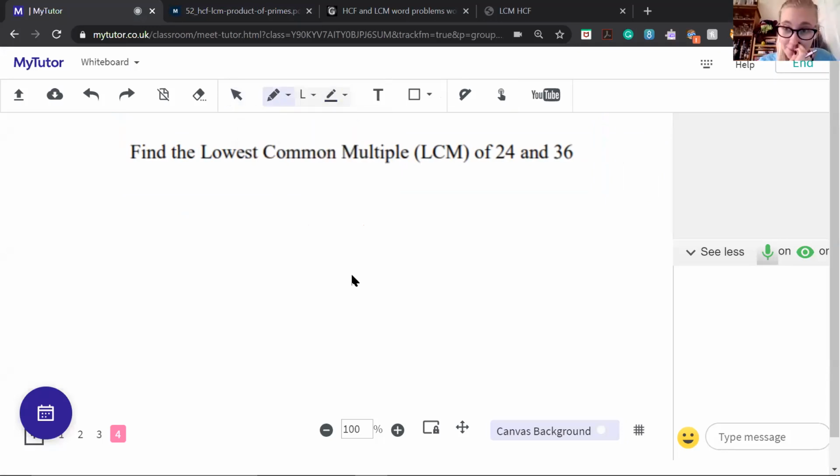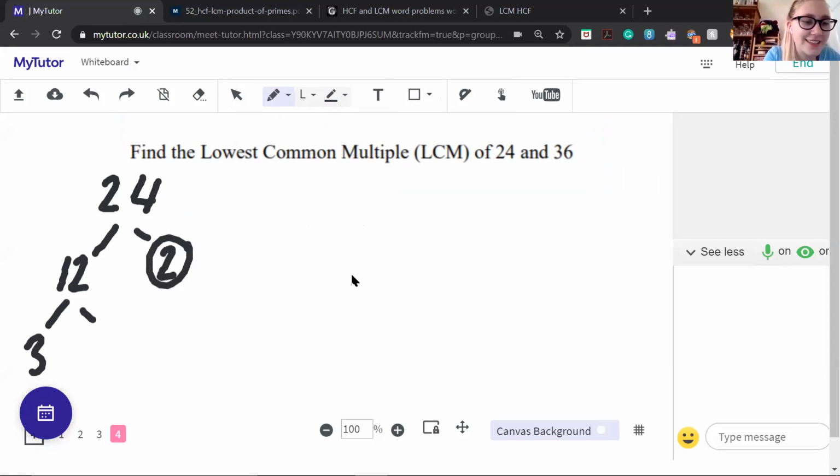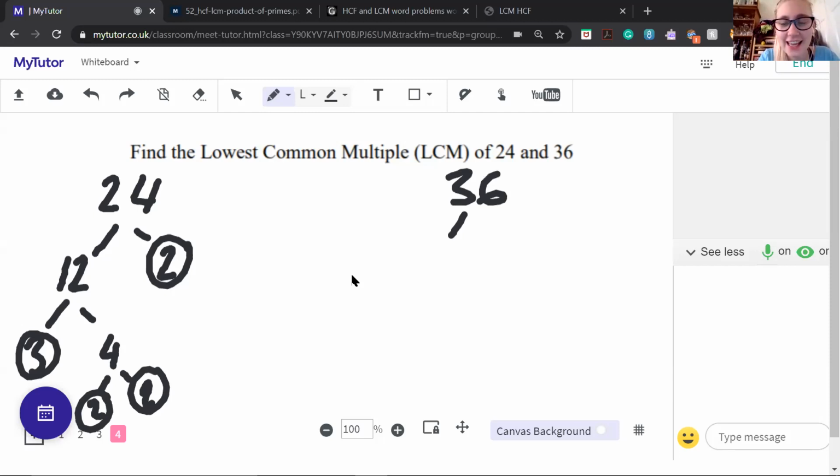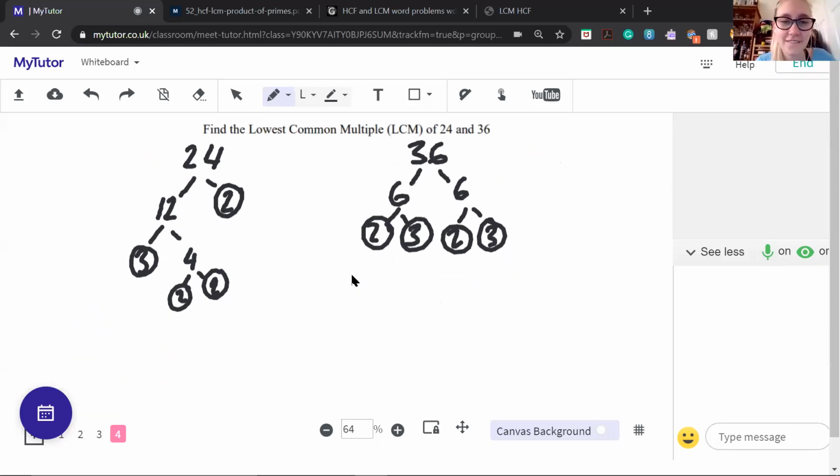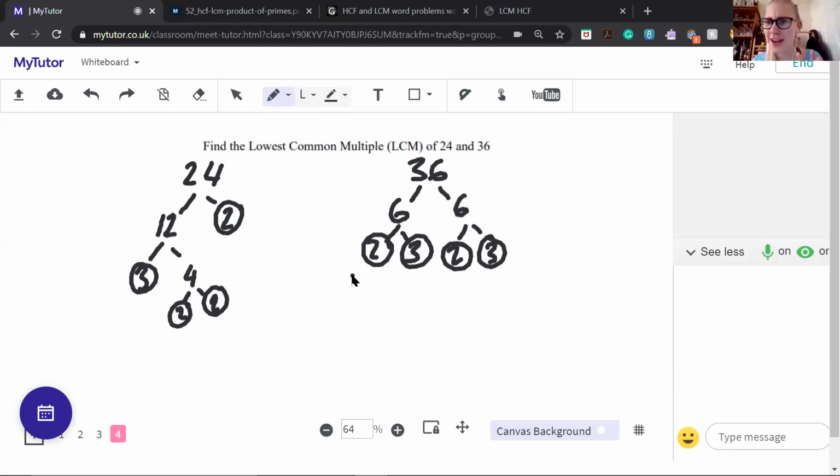And I'll show you one. In fact, I think the first word question I'm doing uses huge numbers, so there's no way we'd want to be doing that. So 24 is 12 and 2. I don't know why I did it this way around, that's weird. Which is 3 and 4, and 4 is 2 and 2. And then 36 is 6 and 6, which is 2 and 3 here, and 2 and 3 here. So that's, hopefully by now, the easy bit.